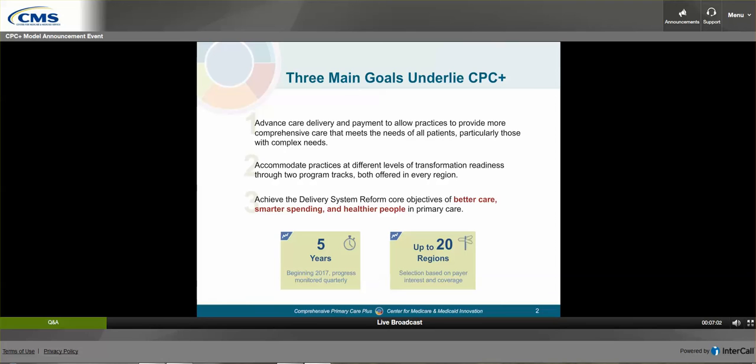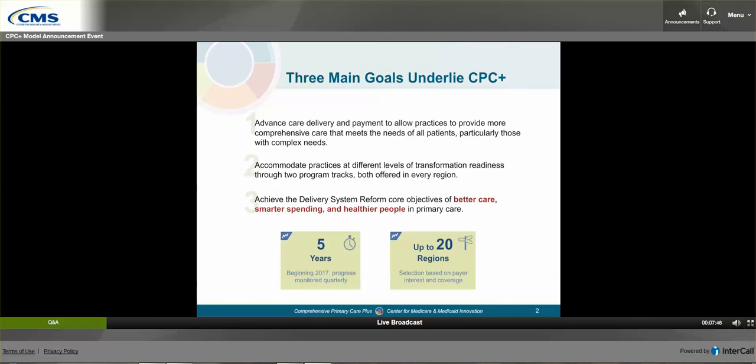So to accomplish that, we want to advance care delivery and payment to allow practices to provide more comprehensive care that meets the needs of all of their patients, particularly those with complex needs. We know that practices have varying levels of experience with readiness to jump into the care delivery redesign we envision. Hence, we're offering two tracks with different eligibility and care delivery redesign requirements. We also are very aware that transformation takes time. Hence, CPC Plus will last for 5 years, from 2017 when it begins through 2021. And it will also be quite broad in reach, up to 20 regions around the country.